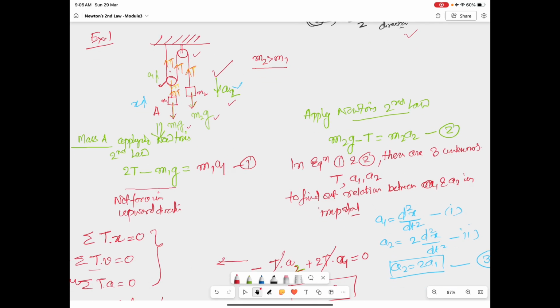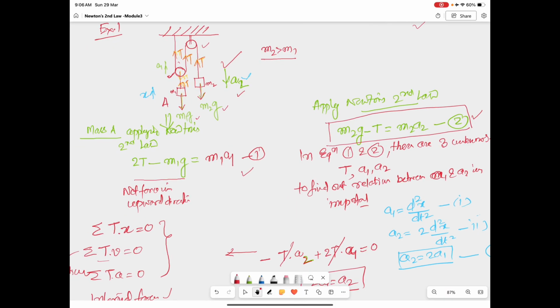As per Newton's second law, you can see this equation. I am now covering it. It is m2g acting in the downward direction and T acting in the upward direction. So the net force, m2g minus T, will act in the downward direction, which is nothing but equal to mass into acceleration, which is m2 into a2. So this is one equation I have written here as equation 2.